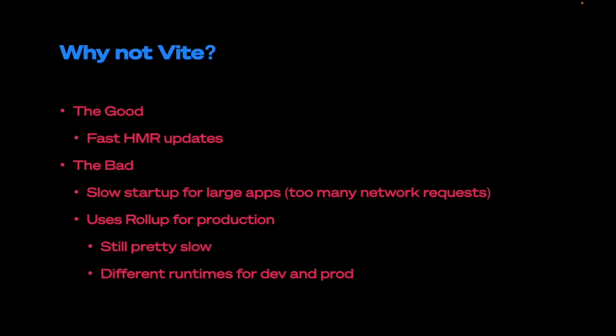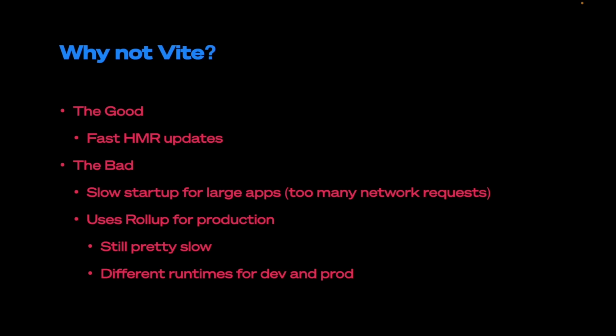Vite's main selling point is that it has lightning-fast HMR. It accomplishes this by not bundling source code, and just uses the browser's ES module support. This makes updates really fast because it's only transforming a single file, but we found that this has a negative impact to the startup times for large applications, because it causes a flood of network requests that get bottlenecked by the browser. After improvements to Webpack, Vite actually took longer to open a page.